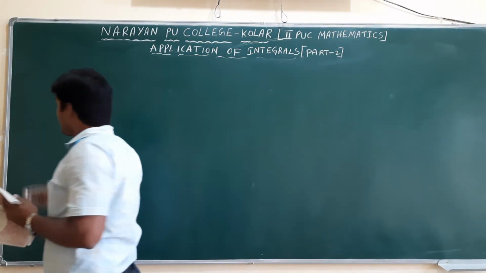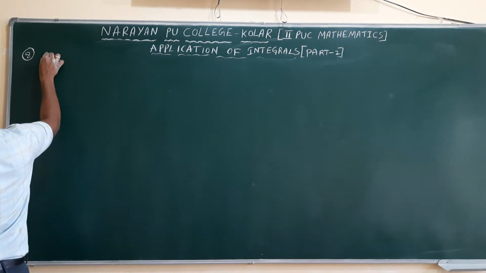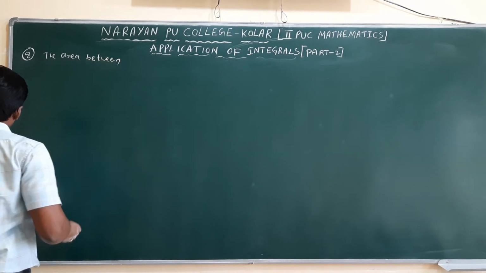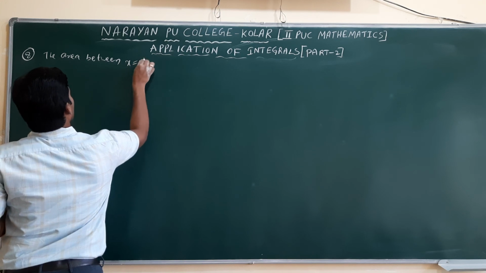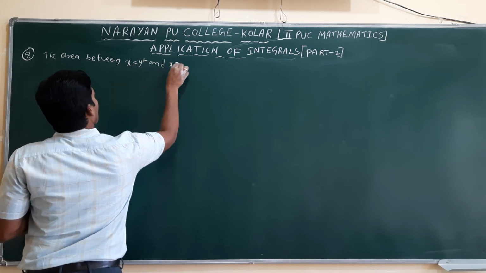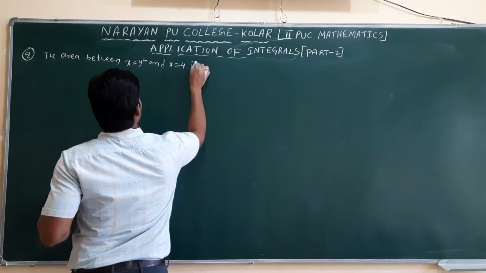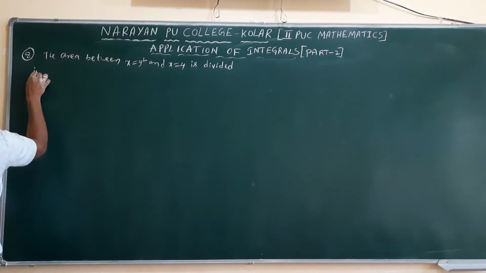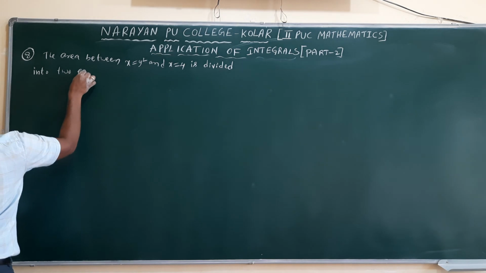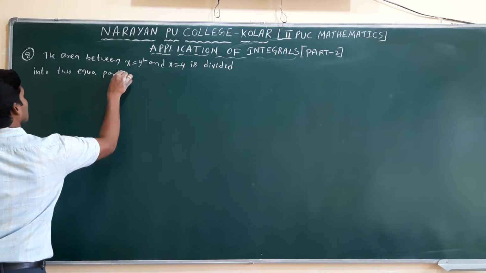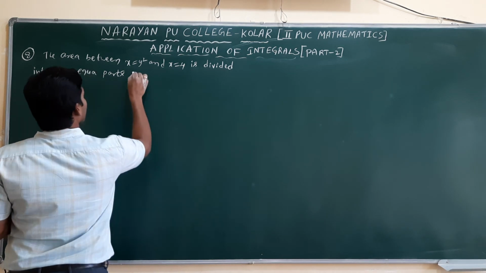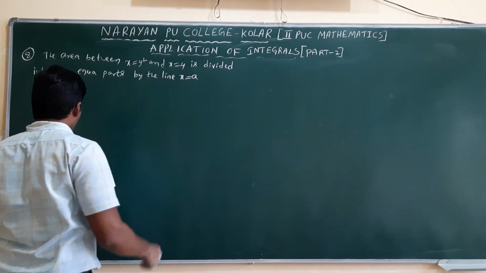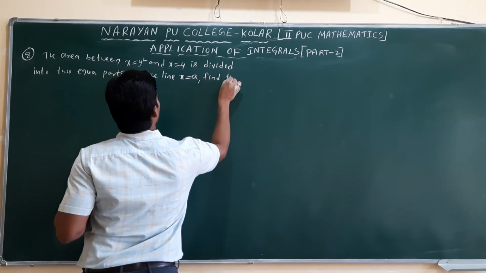So next, question number 8. The area between x equal to y square and x equal to 4 is divided into two equal parts by the line x equal to a, find the value of a.